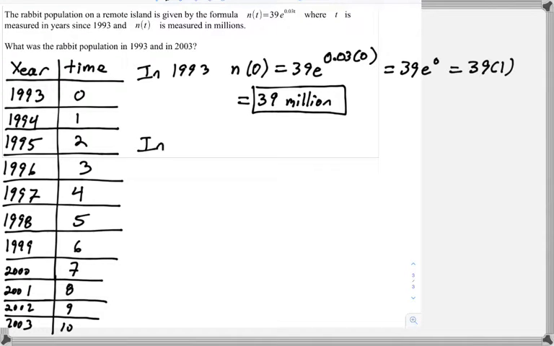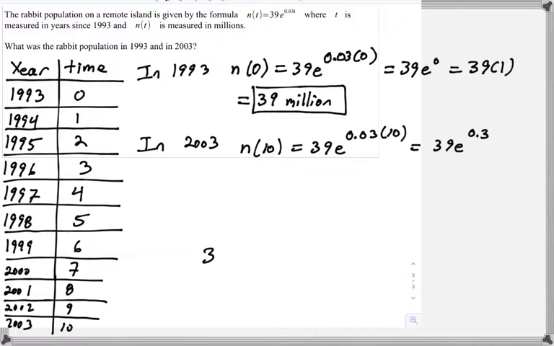Okay, in 2003, your time is now 10. So I'm going to plug in 10. So 39e to the 0.03 times 10 is going to be equal to 39e to the 0.3. So depending on what type of calculator you have, if you have a TI 30X2S, you're going to do 39e caret. It's going to give you a parentheses and then just plug in 0.3.